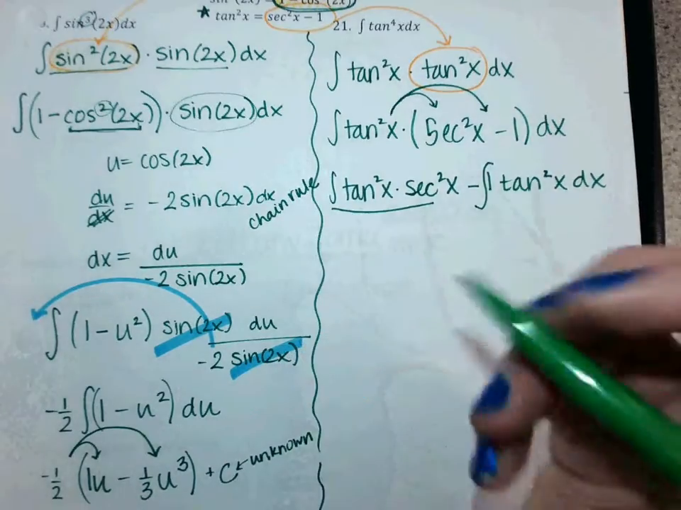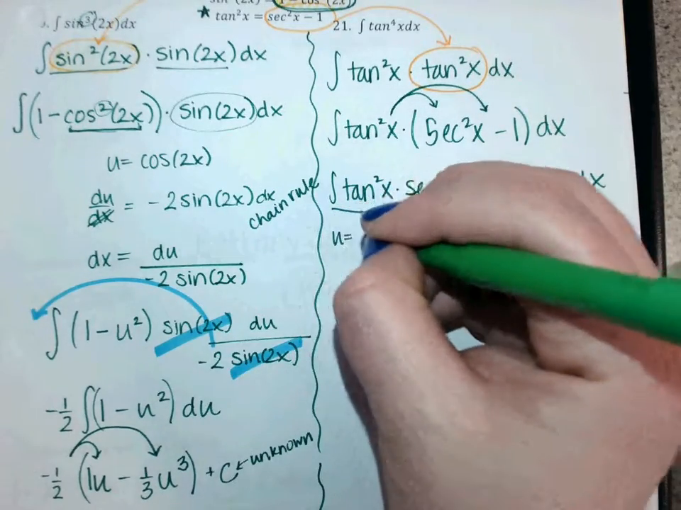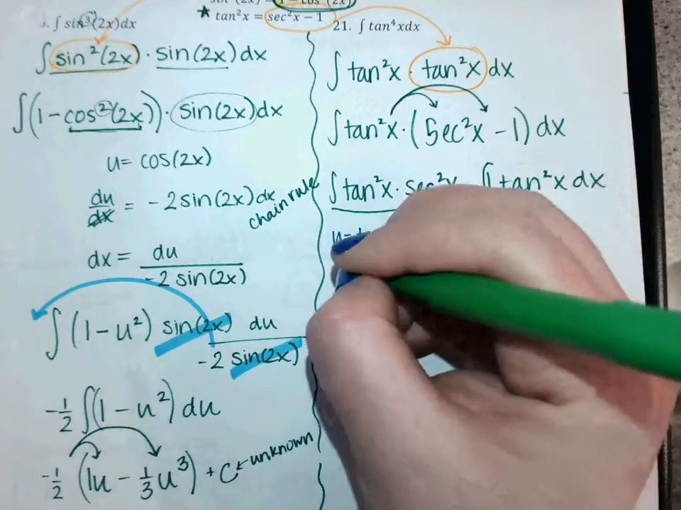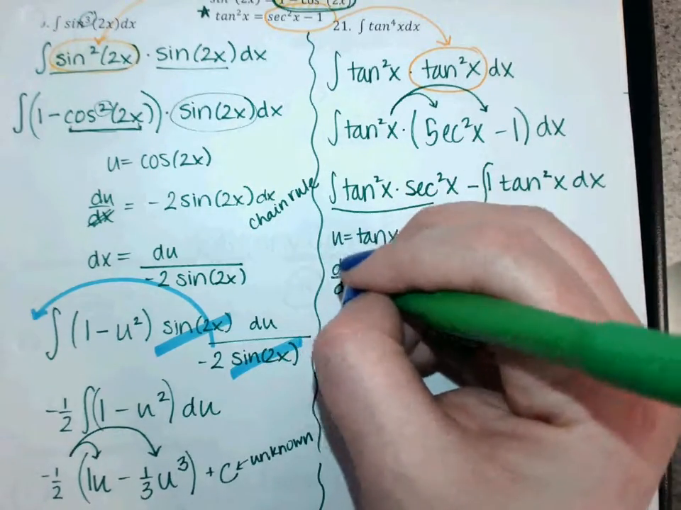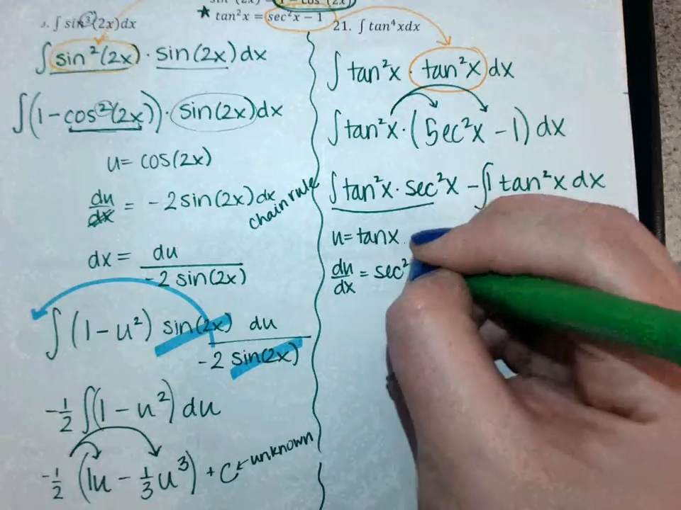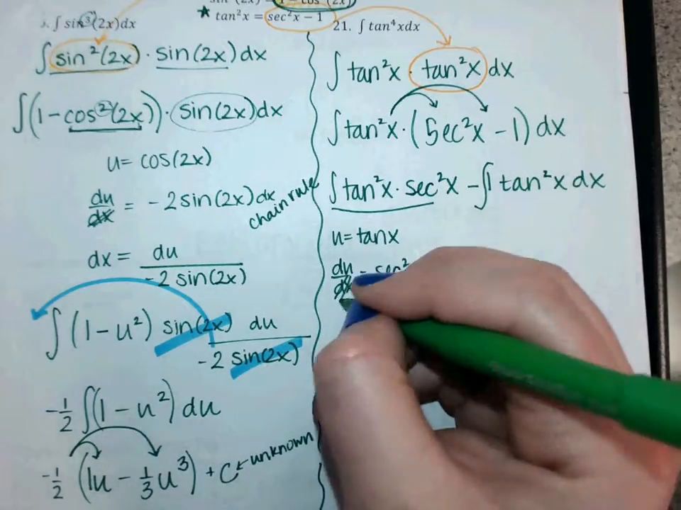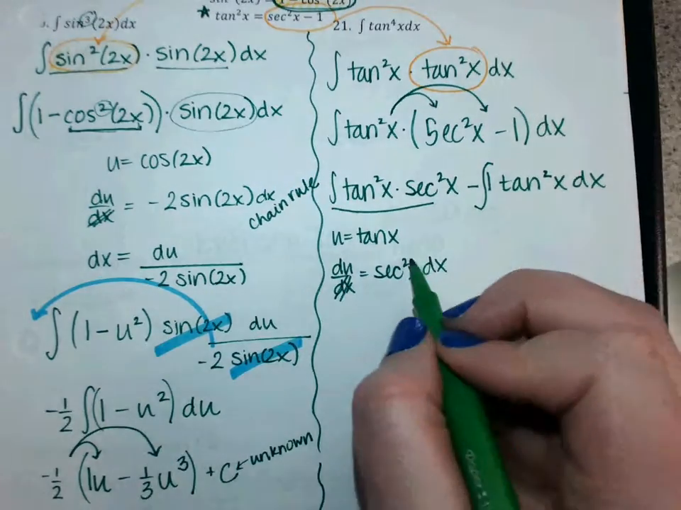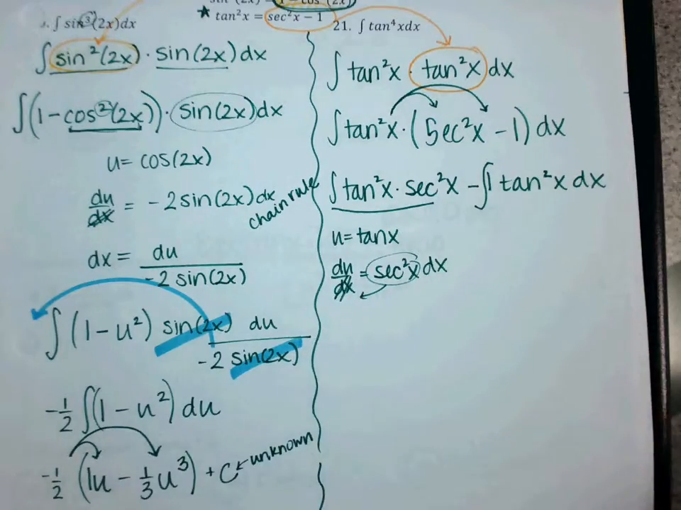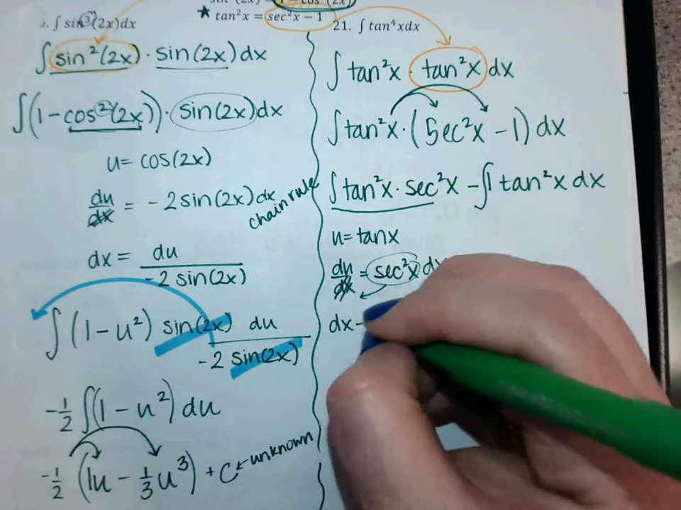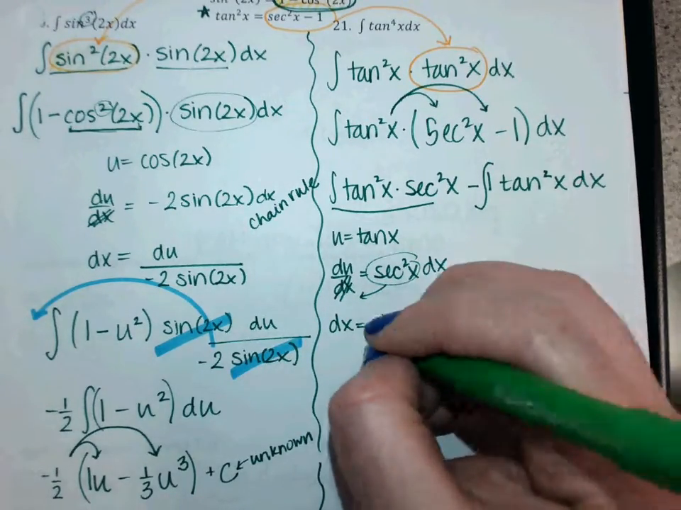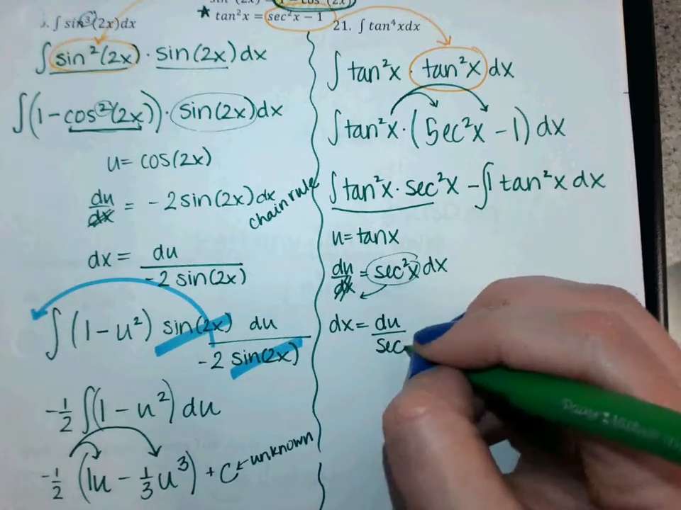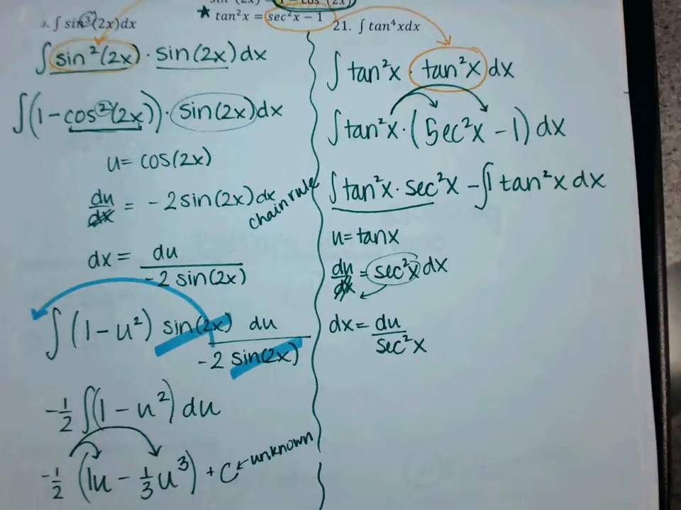My u is going to be tan x, which makes my du dx secant squared x. Then I'm going to take my dx up. I'm going to take my secant squared x down, so that now dx is going to be du over secant squared. Okay, now we're going to rewrite.